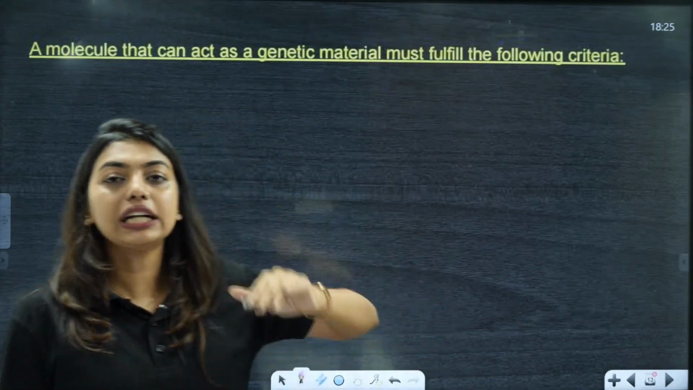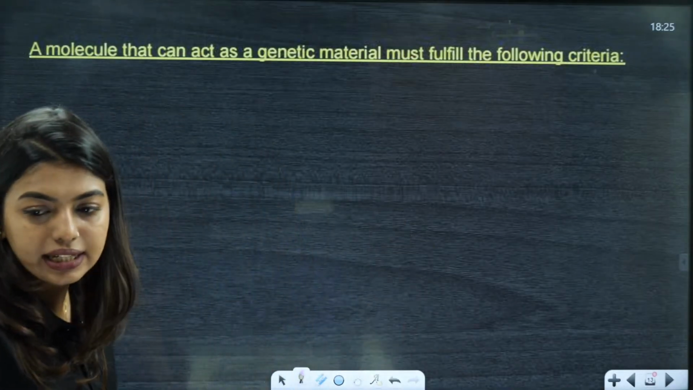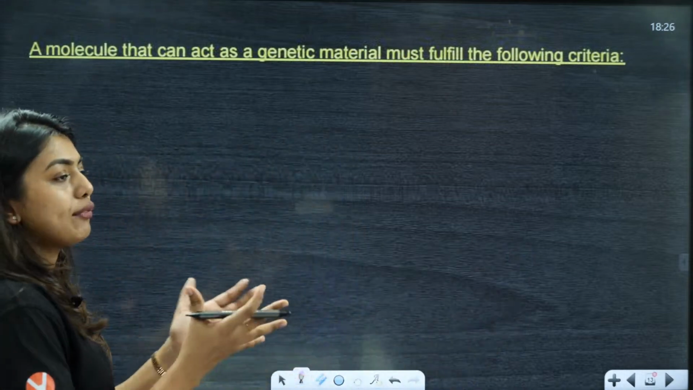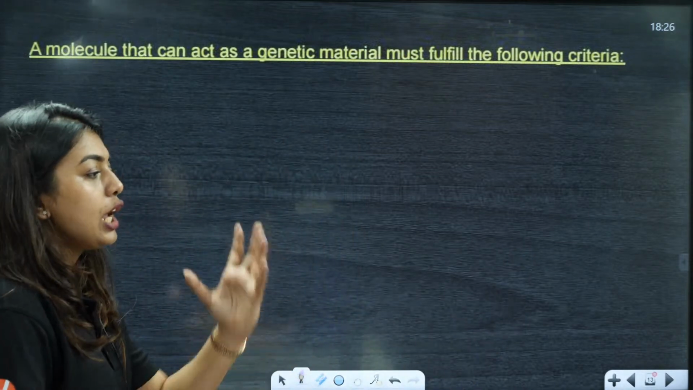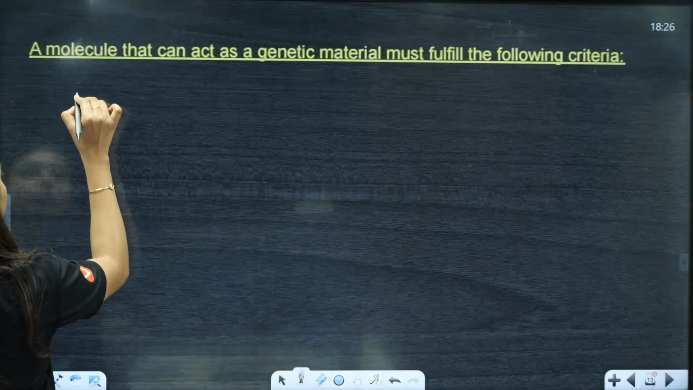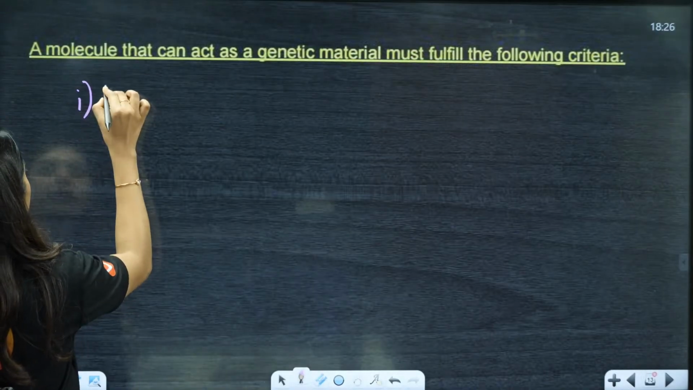So now let's compare DNA and RNA. If you have to be the genetic material, the first thing that you need to do is you should be able to do replication.